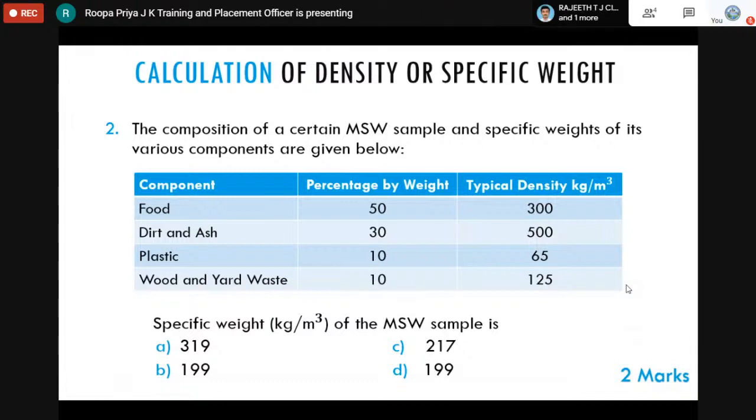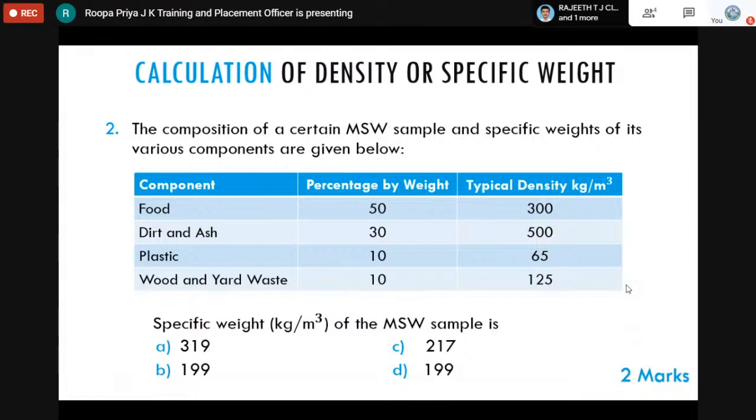So the question goes like this: the composition of a certain municipal solid waste sample and specific weights of its various components are given below. And the question continues: the specific weight in kg per meter cube of the municipal solid waste sample is, they have given 4 different values and you have to calculate and find out which is the right answer.